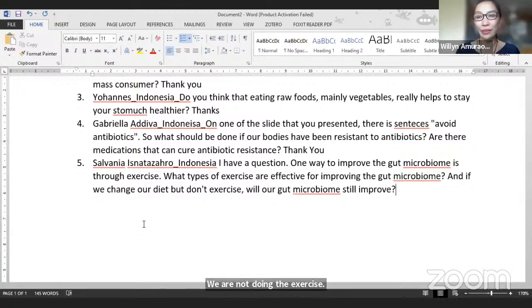We can still improve our gut diet through proper nutrients, proper ingestion of food, the food that has good nutrients, just like I mentioned a while ago. So you have to take care of your gut microbiome.